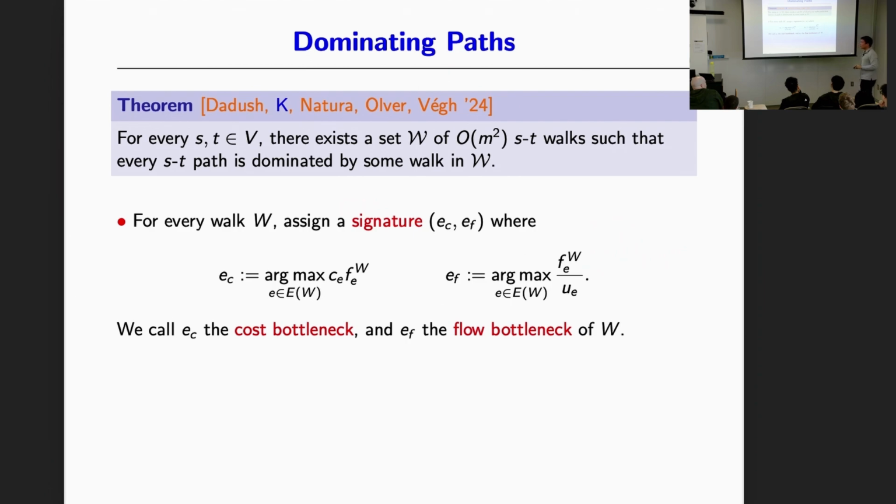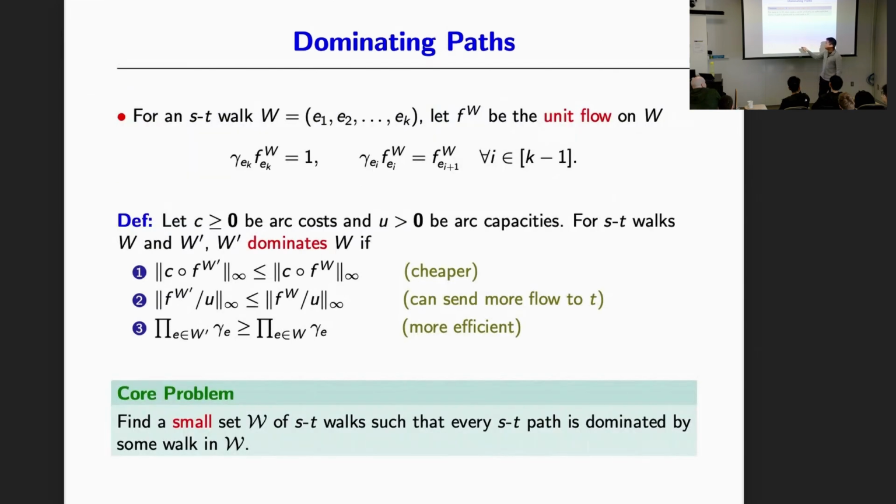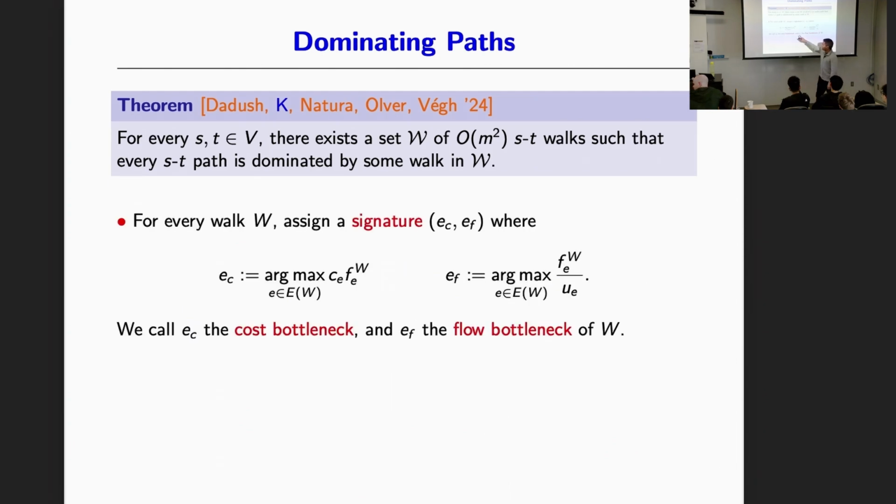So how do we prove this? We're going to assign a combinatorial signature to a walk. These signatures make sense because they're essentially the argmax of the infinity norm here, right? So EC is the cost bottleneck. It tells me what's the most expensive arc in my walk. And EF is the flow bottleneck, which tells me which arc constrains the maximum flow I can send on W.